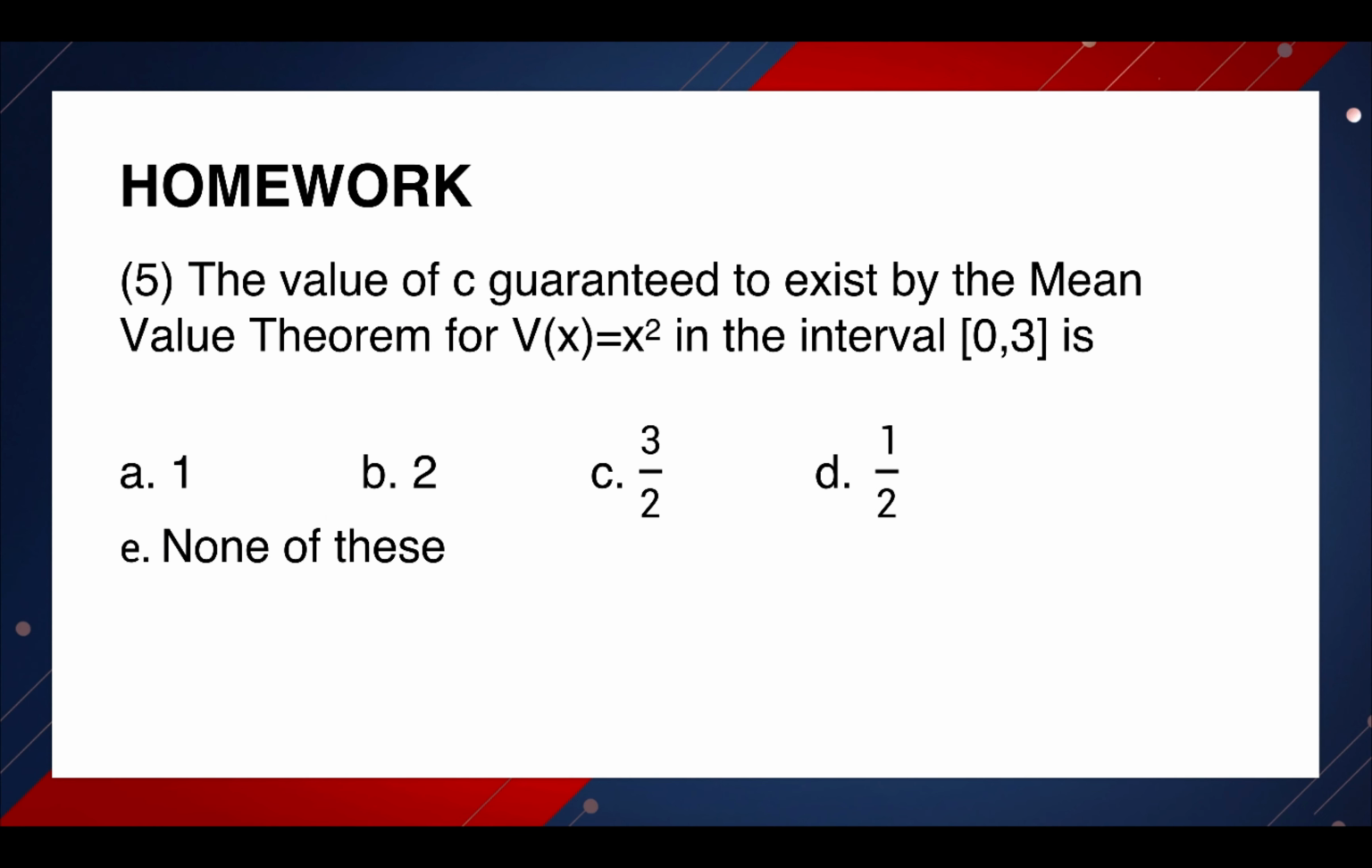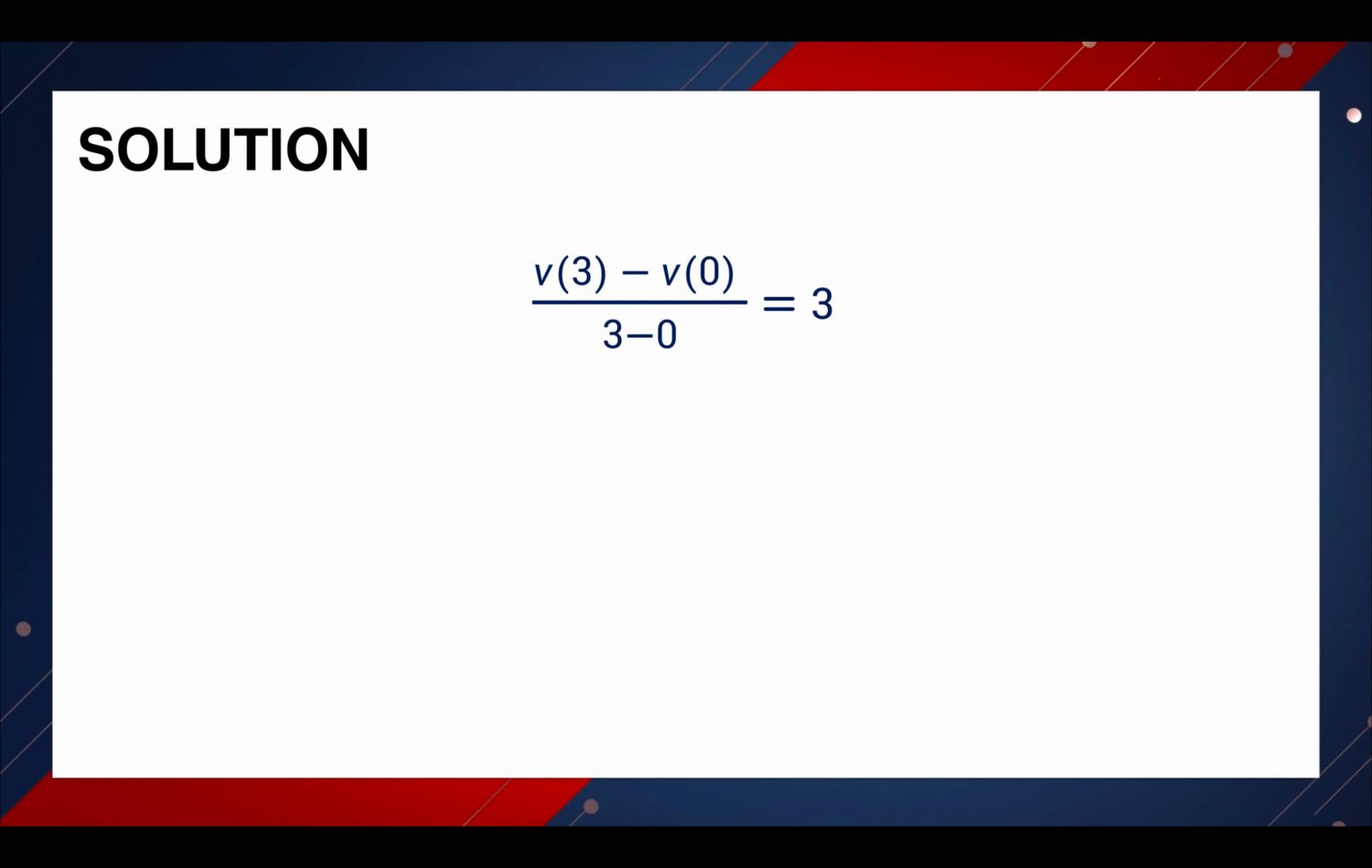And now let's look at the fifth homework question. The value of c guaranteed to exist by the mean value theorem for f(x) = x² on the interval from 0 to 3 is: A, 1; B, 2; C, 3 over 2; D, 1 over 2; E, none of this. The solution is just to apply the mean value theorem there and plug in the values.